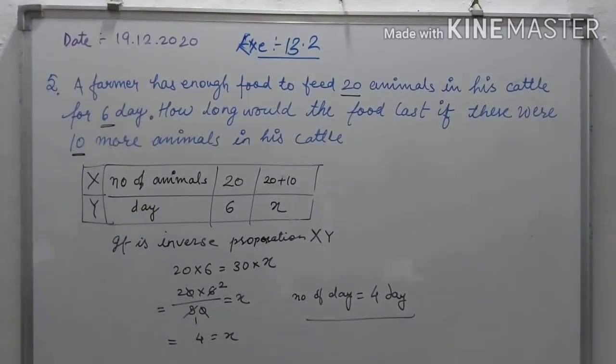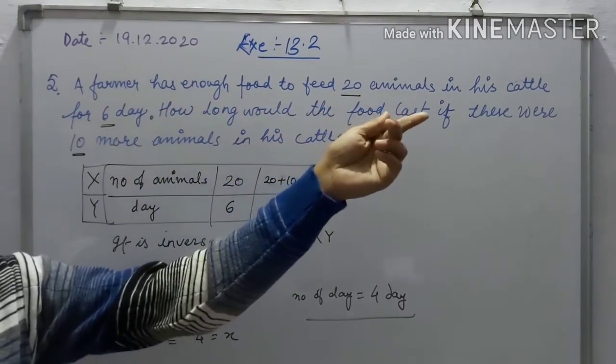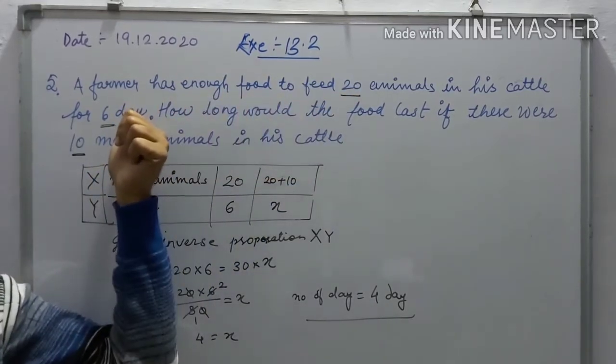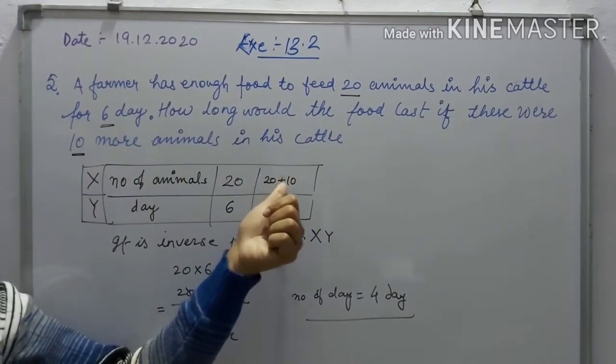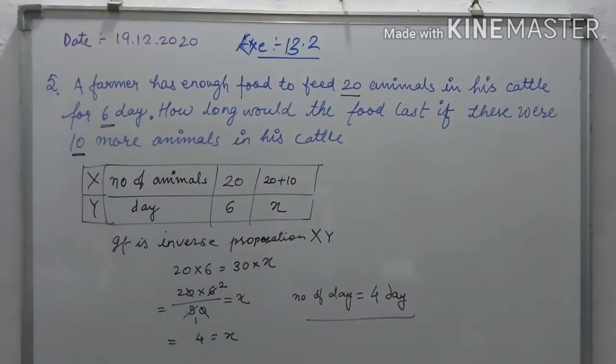Okay, it means he is purchasing food material for the animals. First there will be 20 animals for 6 days; when the number increases by 10, that is 30 animals, the material will last only 4 days, and after 4 days it will have to be purchased again.